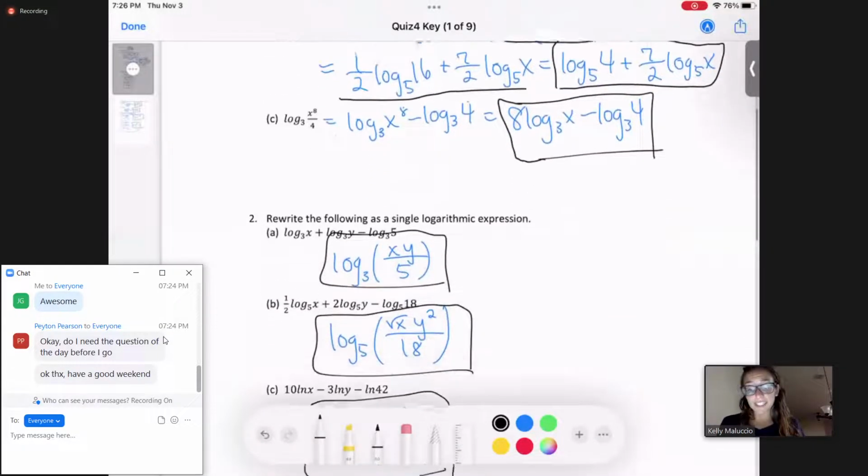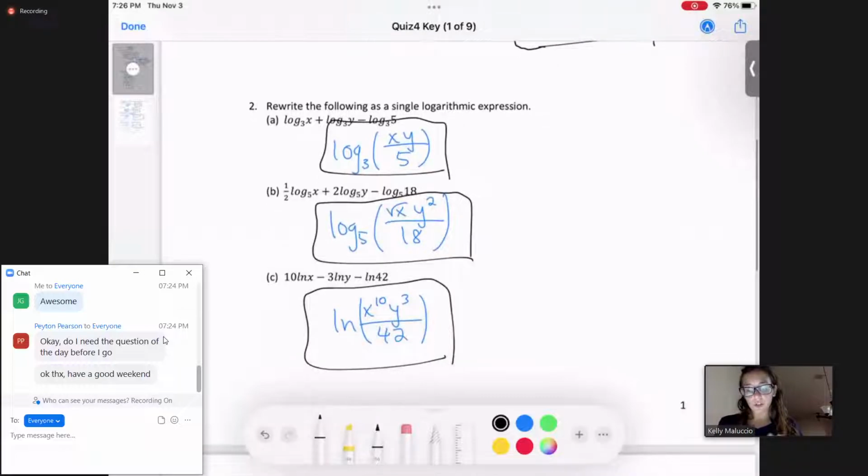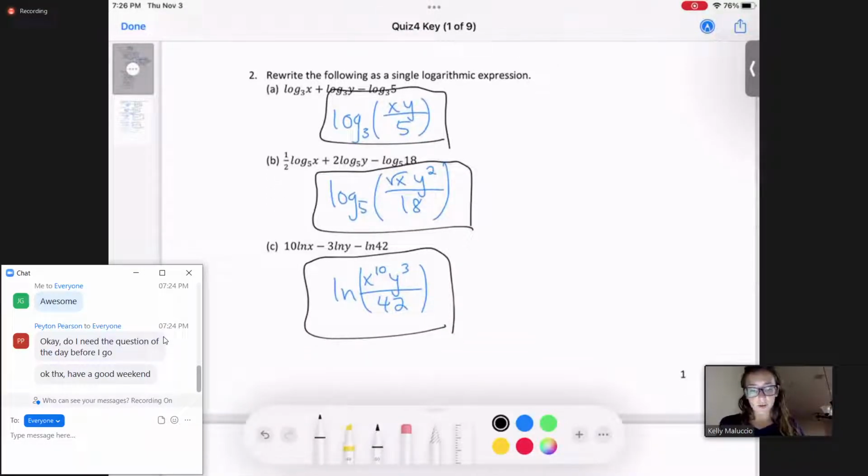Then number 2 was condensing the logs. So all I had was, write it as 1, get XY over 5 for the first one, and again here, if you wrote X to the 1/2, that's perfectly fine. It doesn't matter to me. That was okay. And then Y squared over 18. And then the last one was just ln.